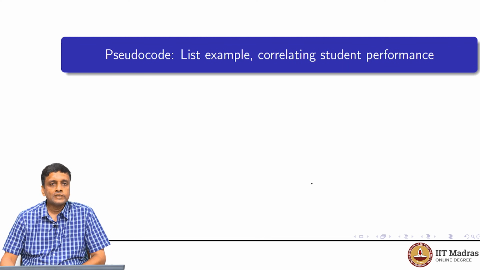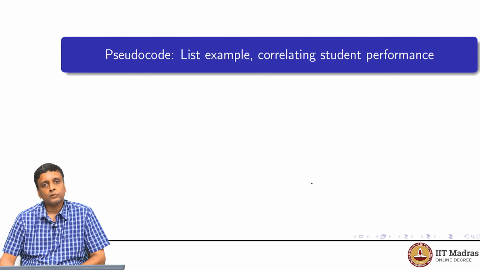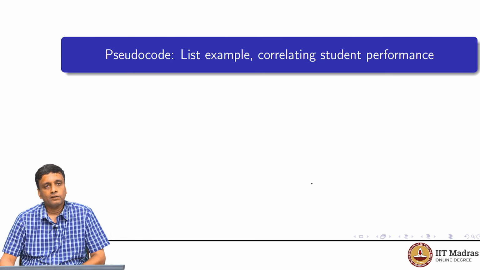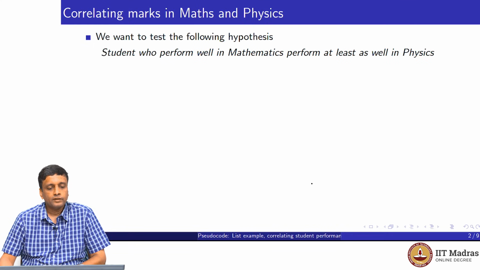So we have seen how to use lists, and how to use for each to iterate through a list. We saw a simple example where we looked at the toppers across all the subjects. And then we also saw how to implement insertion sort, which is a way of arranging the elements in a list either in ascending or in descending order. So now let's put all these together into a somewhat substantial example, which is to correlate the performance of students.